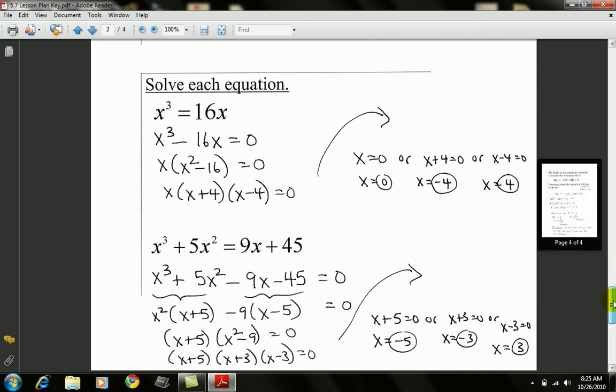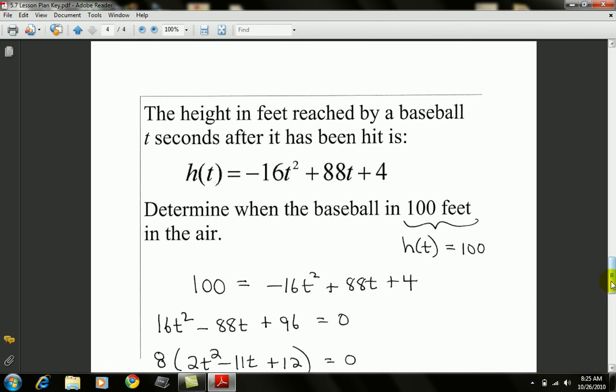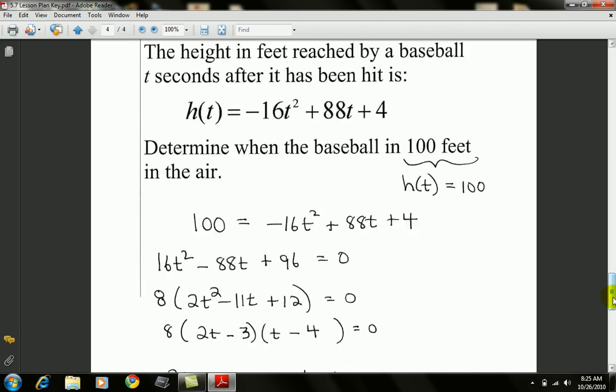Okay, our last problem that we're looking at talks about a baseball, and this is what's called a position function. It tells you how high the baseball is at any particular time. We're being asked to determine when the baseball is 100 feet in the air. So we are going to set the position function equal to 100.